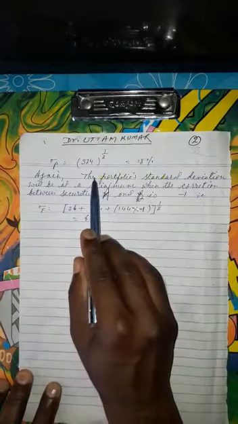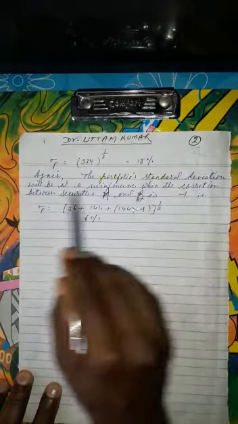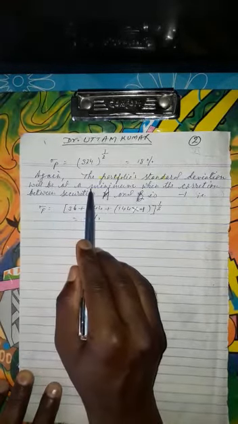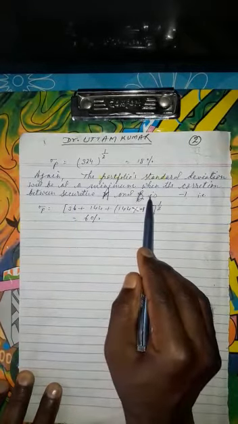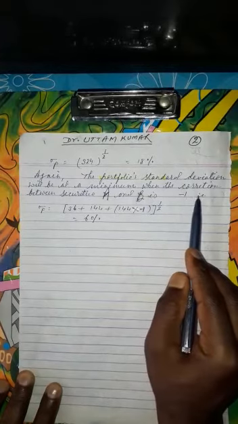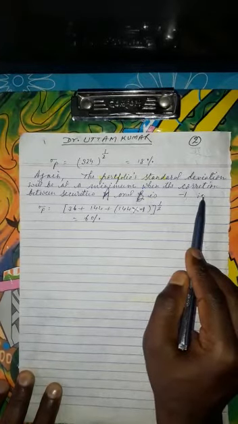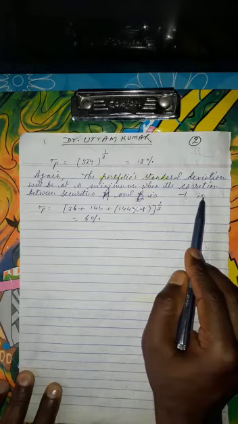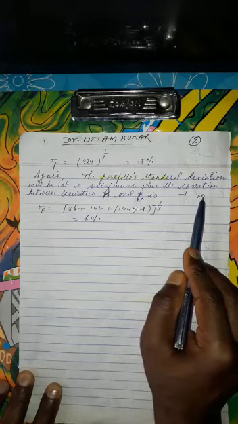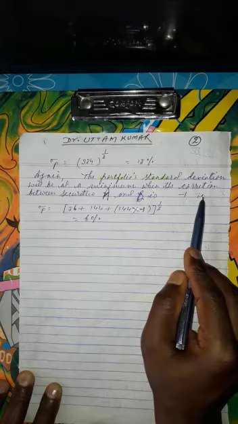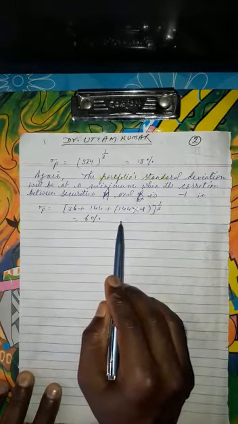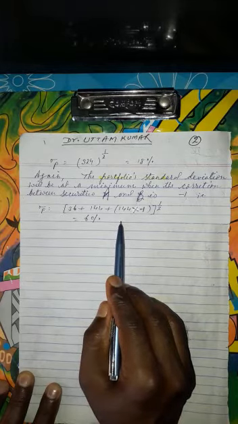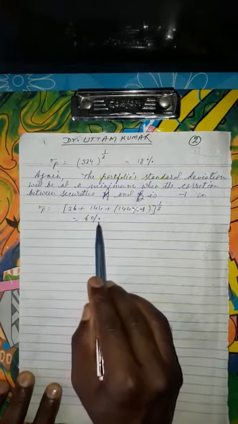Again, the portfolio standard deviation will be at a minimum when the correlation between securities A and B is -1. That is, putting -1 in place of the correlation between A and B, we get this expression. After solving, we get the minimum portfolio standard deviation, which is 60%.